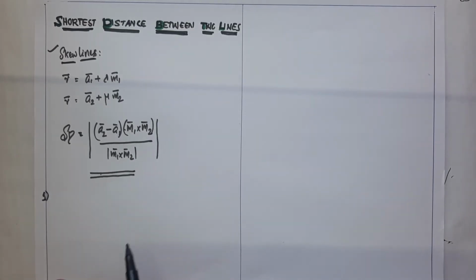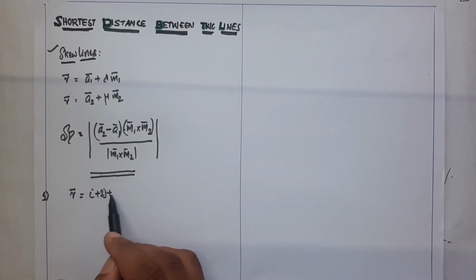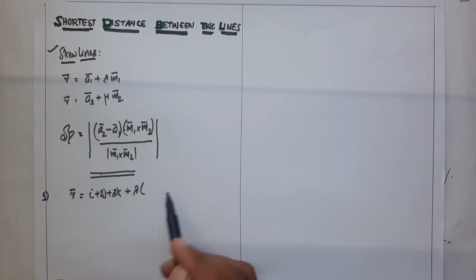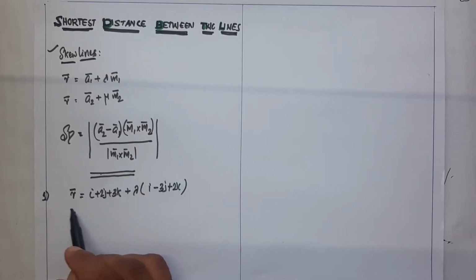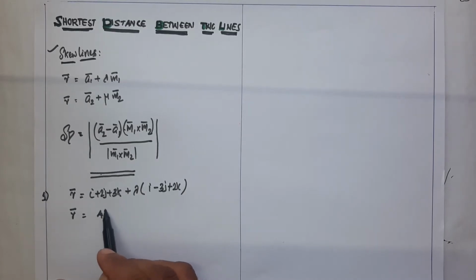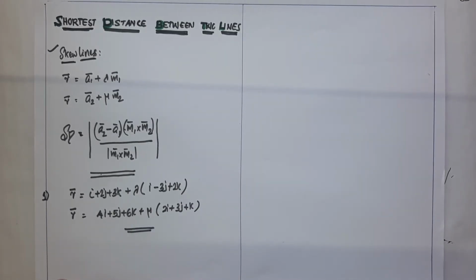Our first question is find the shortest distance between vector r is equal to i plus 2j plus 3k plus lambda into i minus 3j plus 2k and vector r is equal to 4i plus 5j plus 6k plus mu into 2i plus 3j plus k. Find the shortest distance between two lines.